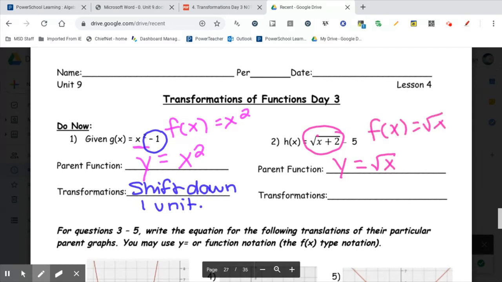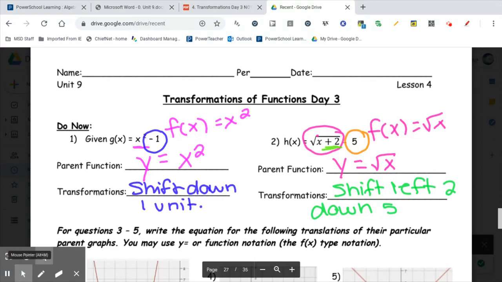Now there's two transformations being applied to this function. You have the plus 2 on the inside of the grouping symbol, and then we have the minus 5 on the outside of the grouping symbol. Since the plus 2 is on the inside, we know inside of the grouping symbol tells us to shift left or right, and it's the opposite of what you think. So we're going to shift left 2 units, and the minus 5 on the outside tells us we are going to go down 5. Now, if it was a plus 5, we would be shifting up 5 units.